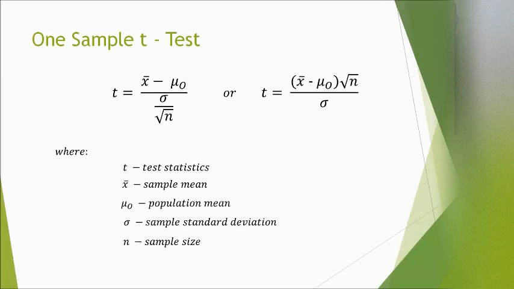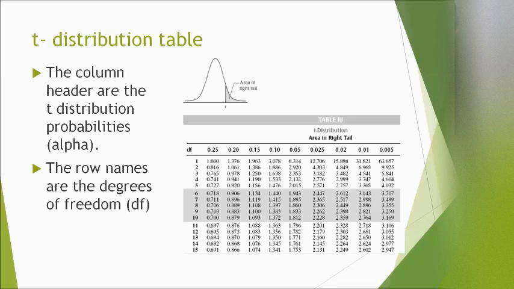So again, I hope you can remember what those symbols are for. Okay? So that is the formula for the one sample t-test. So let me show you the t-distribution table.